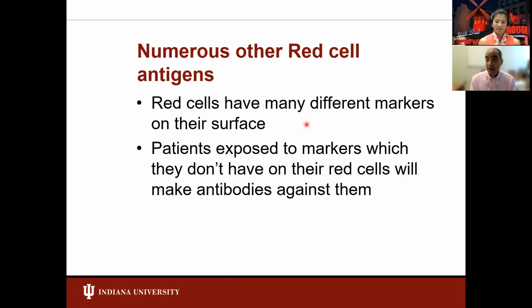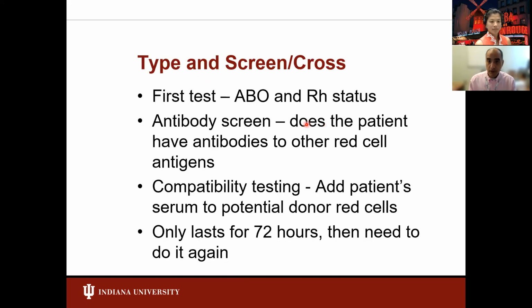Yes. And that's why even if you've had a blood transfusion, say a month before, the next time you get one, they're going to have to do that type and cross or type and screen again, because they want to make sure that you haven't developed antibodies during that time. The first test is just looking at the ABO and your Rh status, but then they actually look for antibodies against these other red cell antigens.